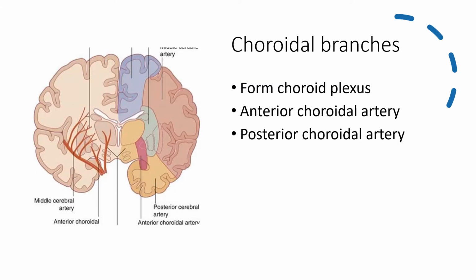The choroidal arteries form a network of capillaries which project into the ventricles after invaginating the layers of pia mater and ependyma and form the choroid plexuses in the ventricles. There are two major choroidal arteries, the anterior choroidal artery and the posterior choroidal artery.